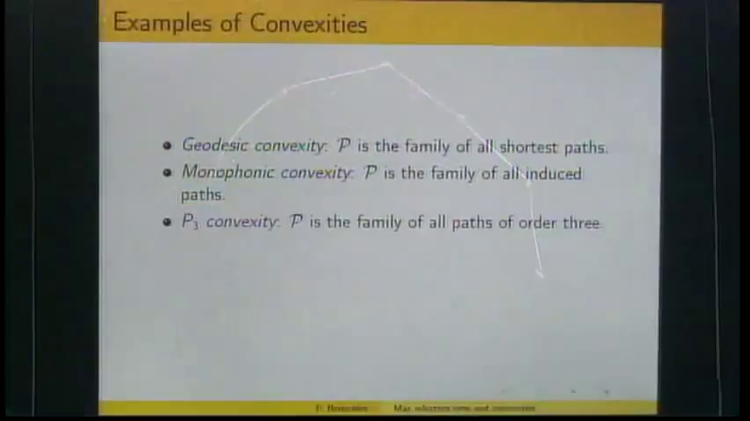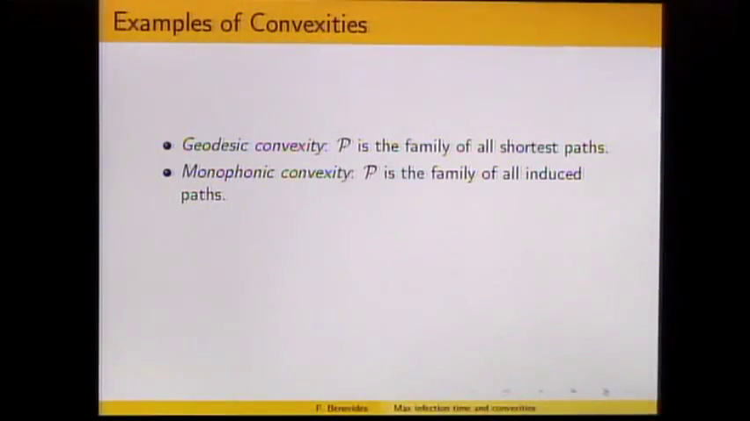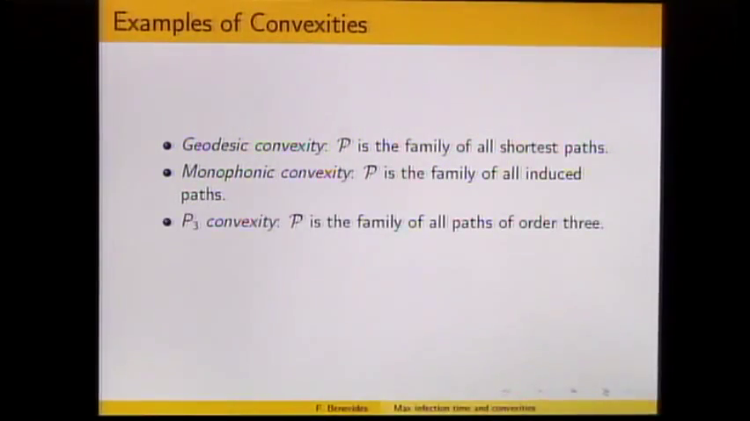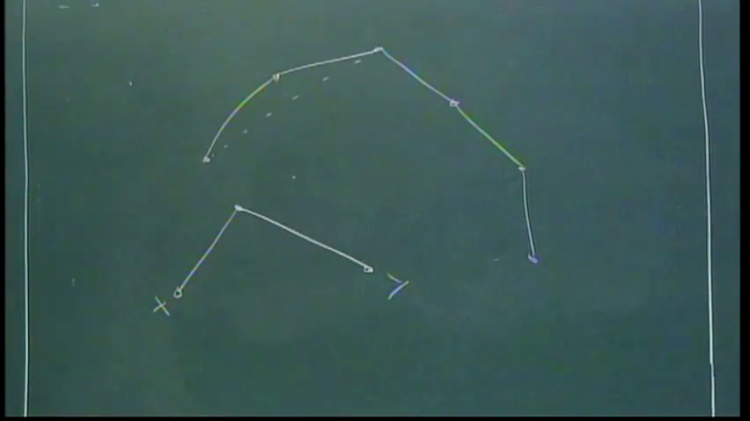But then you can look at other families. So you have also the P3 convexity. In the P3 convexity, instead of looking at all the sets, I look only at paths that have only 3 vertices, right? So I'm looking just at the paths like that, you have your x and y, and any other path I ignore. It's not in the family, right?